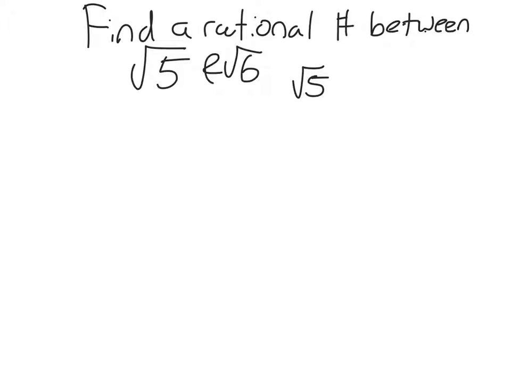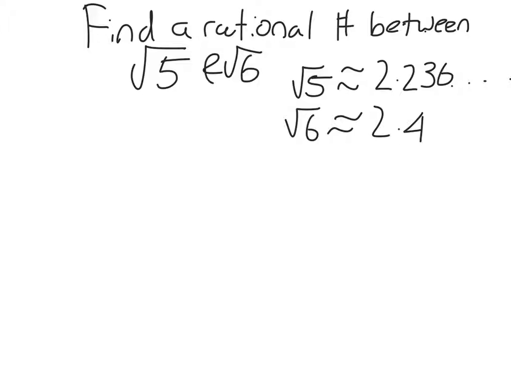So the square root of 5, I just put on my calculator. It is approximately 2.236. I only need to write out a couple of numbers, okay? It keeps going on forever, as we know, because it's irrational. Now let's do the same with 6. So if I put the square root of 6 on my calculator, it's about 2.449. Again, it keeps going forever. So I want to find a rational number between these two numbers.